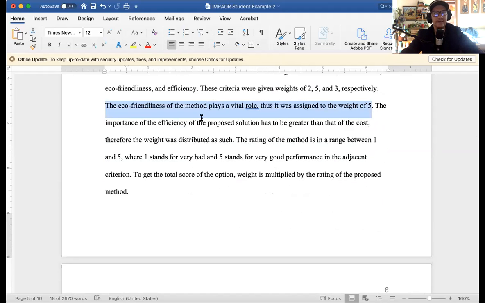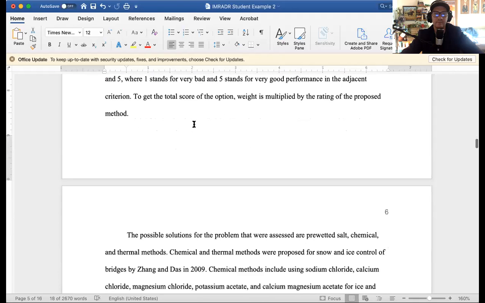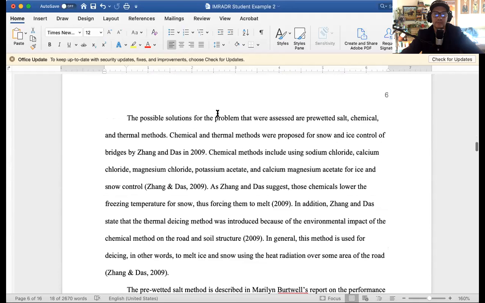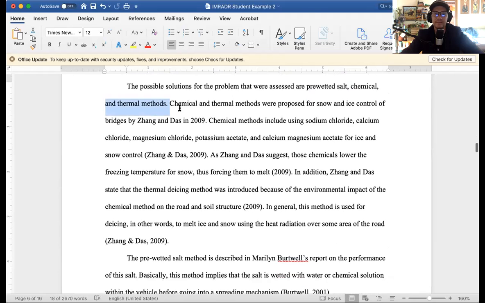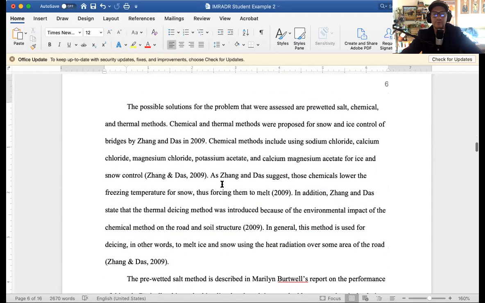But a lot of it, I like to see that it's cited. Okay. These are the possible solutions: pre-wetted salt, chemical and thermal methods. And then he goes on to explain them here, and he makes sure to cite. It's just the one citation, so again, it could be stronger with multiple citations.